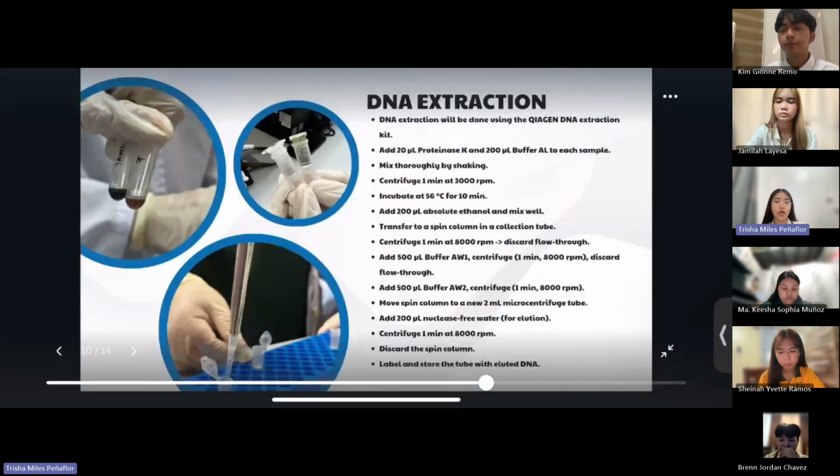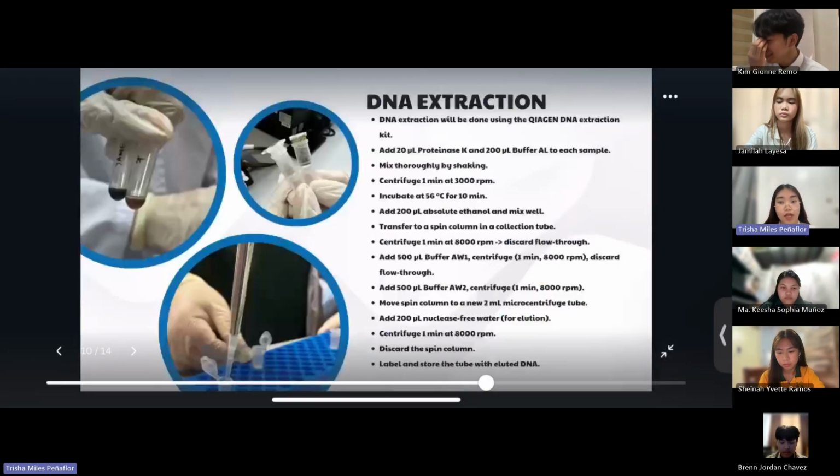Moving on to the DNA extraction method. First, the DNA extraction will be done using the QIAGEN DNA extraction kit. First, 20 microliters of proteinase K and 200 microliters of buffer AL will be added to each pond water sample. The mixture will be shaken well and then centrifuged for 1 minute at 3000 RPM.